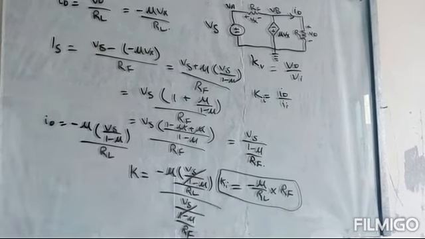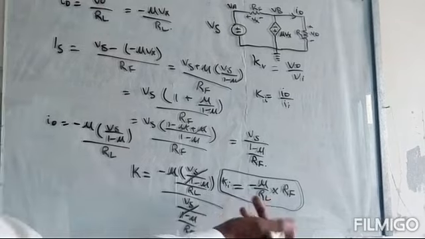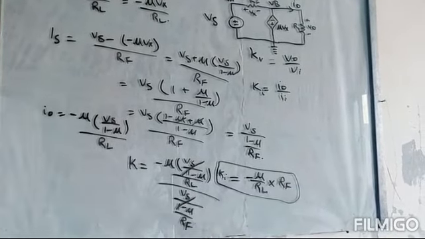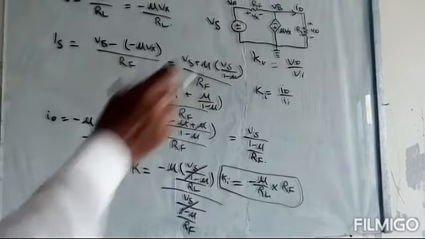Our current gain is totally dependent on our load resistance, feedback resistance, and the gain of this source.